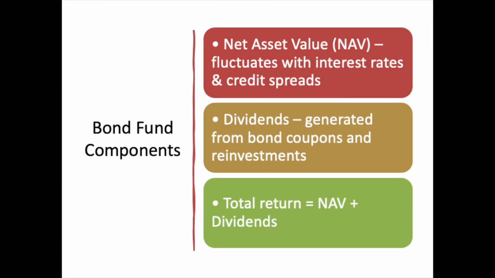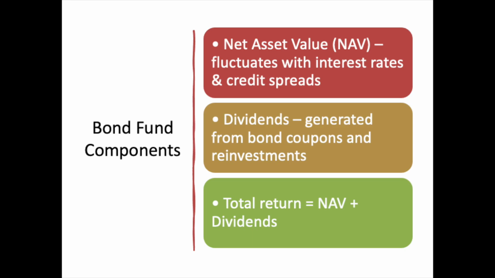First, there's the price. You'll often hear it called the net asset value, or NAV. This price moves around mainly because of external things like interest rates and credit spreads. Credit spread is like the extra bit of yield you get for taking on more risk than, say, a super safe government bond. Precisely.